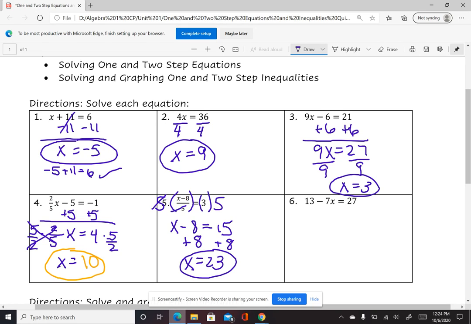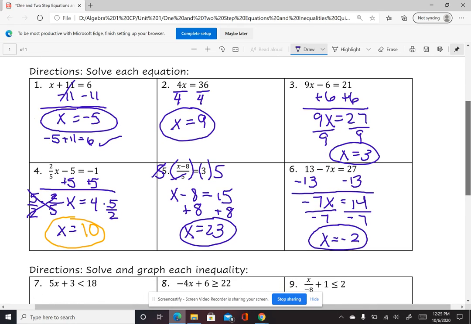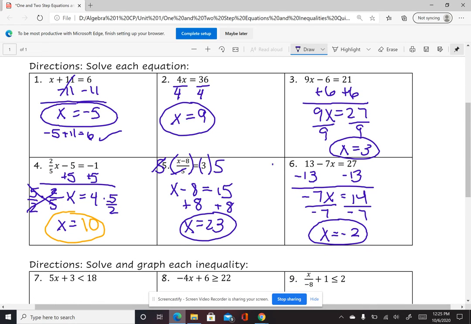Last one, we want to undo any addition or subtraction first. This 13 is positive, so we're going to subtract it. So we want to leave the term with the variable on this side. But you're still left with that negative 7x. It's not just 7x equals 14. Then we divide by that whole negative 7, and we're left with x equals negative 2.